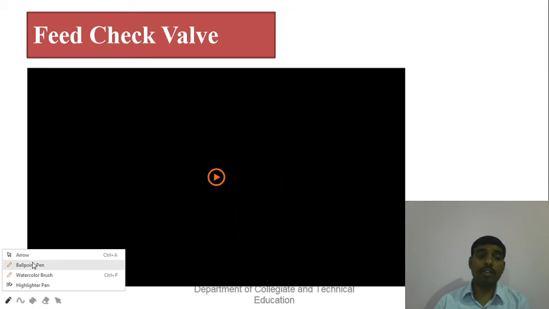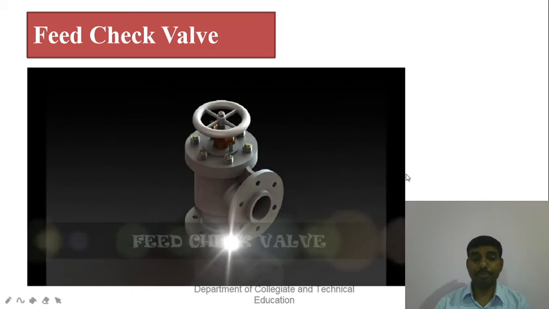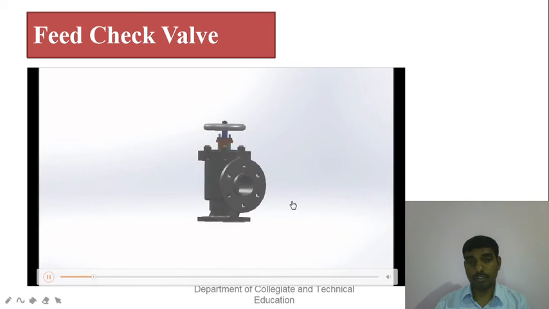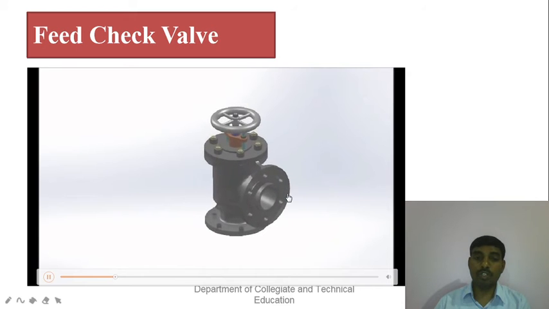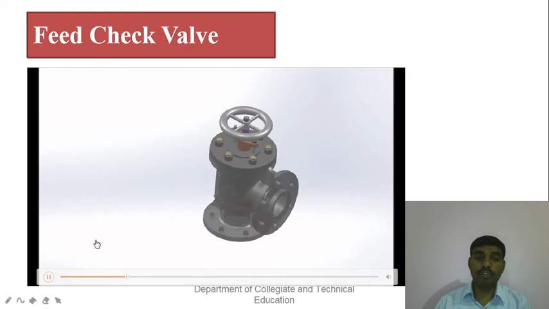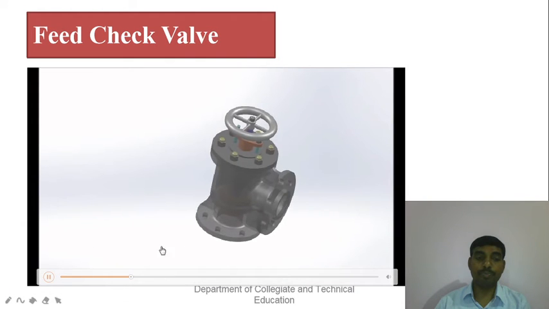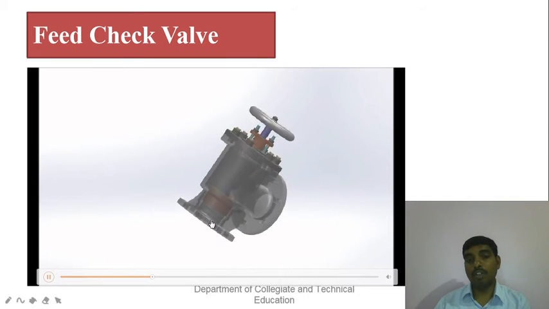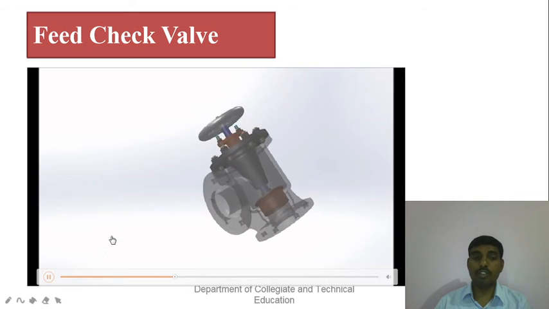So let's take a glance at this video, how the feed check valves are there. This is the feed check valve, similar to the steam stop valve. So here we have an opening. Here this is the inlet of the water, and it goes to the outlet. This is the outlet.